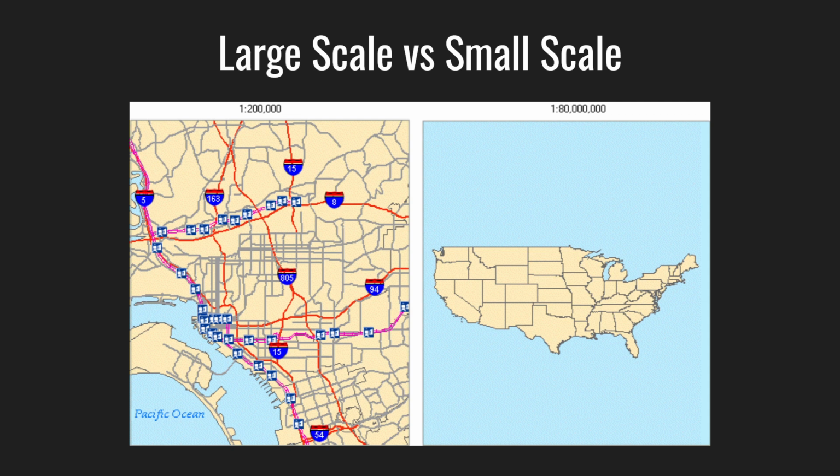A good tip to help you differentiate between the two is by taking the scale and making it into a fraction. So for example, if you take 1 to 200,000 here, change it into a fraction, so it'd be now 1 over 200,000, and same with 1 to 80 million. So when we divide 1 by 80 million, we get a much smaller number compared to dividing 1 by 200,000, meaning that 1 to 80 million is the smaller scale map here.